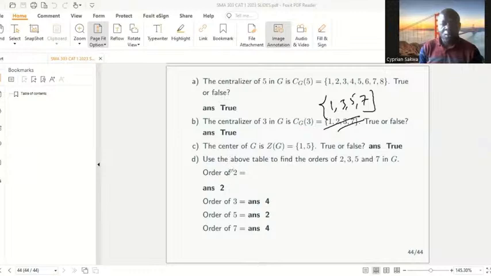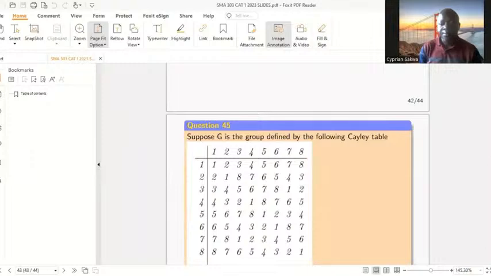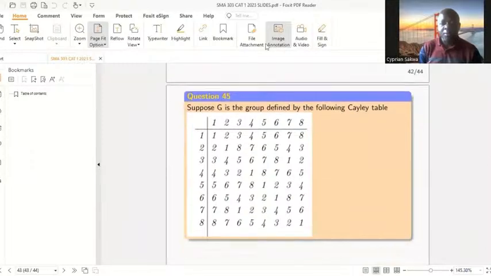Now, let's come to this question. D. Use the above table to find the order of 2, 3, 5, and 7. Let's just go back to use the table. Of course, you can never do this question without the table. We require the order of 2, 3, 5, and 7.